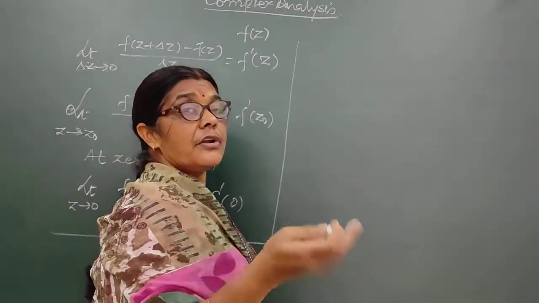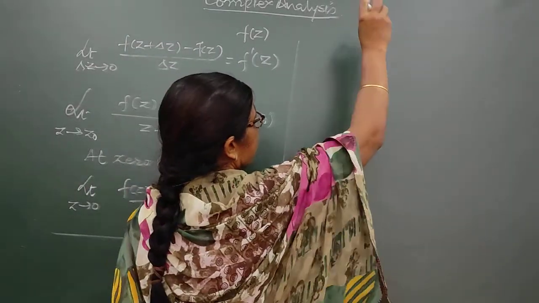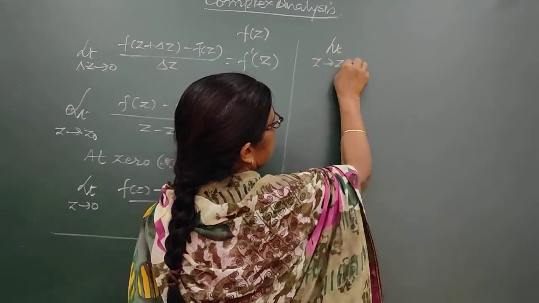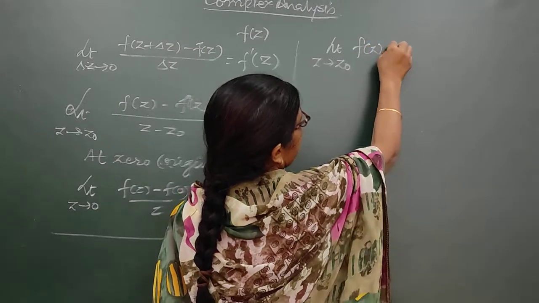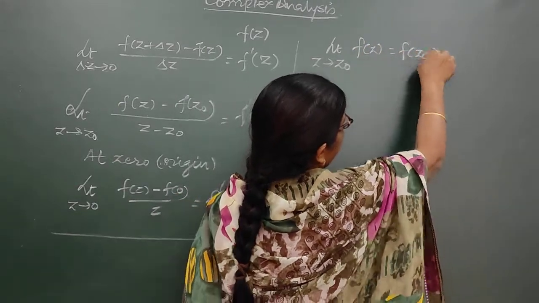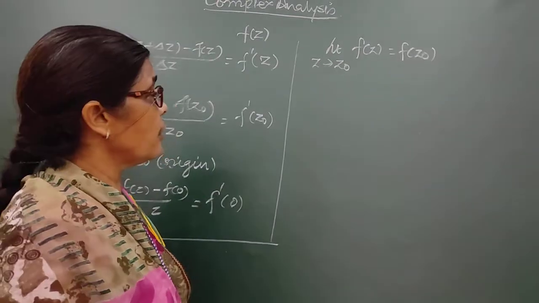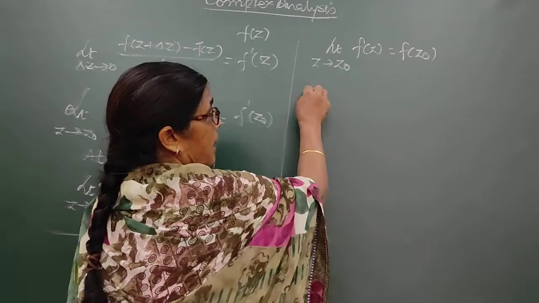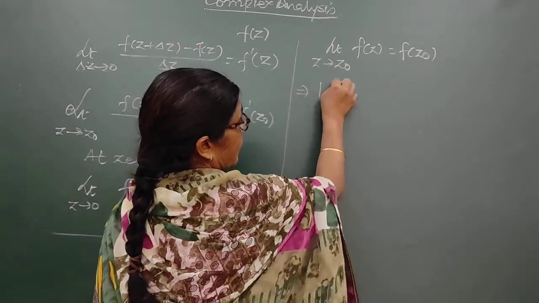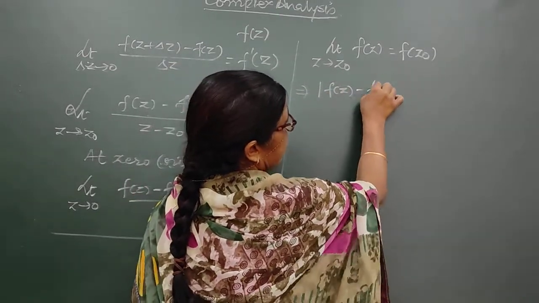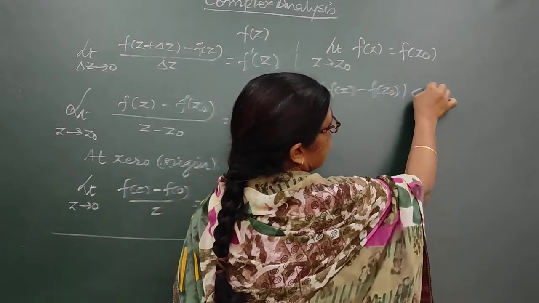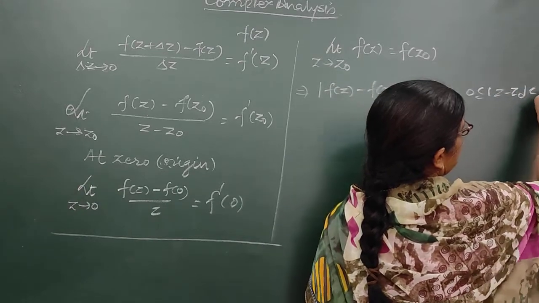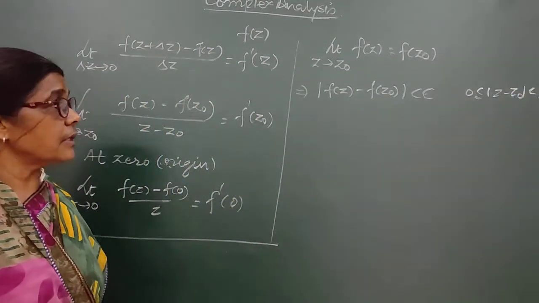Limit of continuity of the function, as we discussed in the earlier lectures: as z tends to z0, if the limit of the function is f(z0), and the function is single valued and defined in a domain D, then the function is a continuous function. Now we can write this as mod of f(z) minus f(z0) less than epsilon whenever mod of z minus z0 is less than delta. This is the definition of continuity.